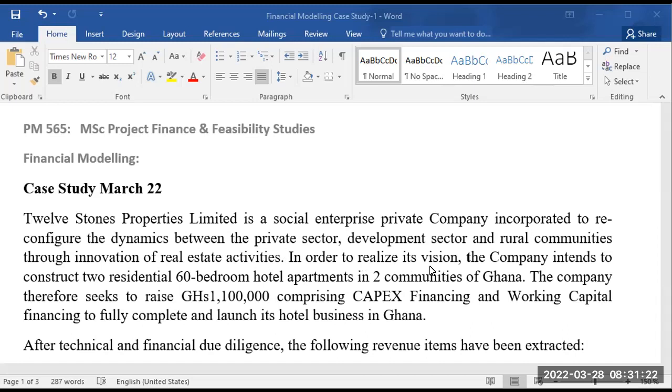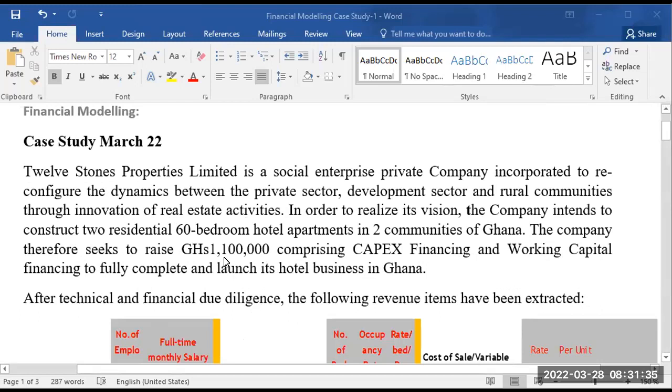In order to realize its vision, the company intends to construct 2 residential 60-bedroom hotel apartments in 2 communities of Ghana. The company therefore seeks to raise 1.1 million Ghana cedis, comprising CAPEX financing and working capital financing to fully complete and launch its hotel business in Ghana. We can see that there are 2 financing components, CAPEX financing and working capital.